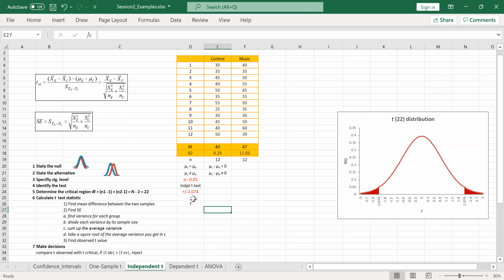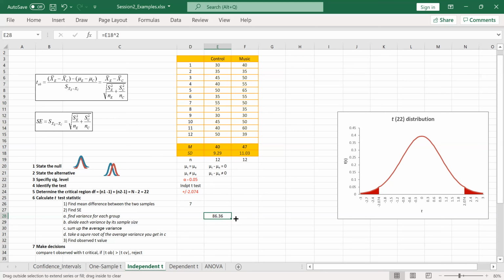And next, we're going to calculate the standard error. To calculate the standard error, we're going to use the variance for each group. And the variance is basically just the standard deviation squared. And then we're going to divide the variance by the sample size to get the average variance. Then we pool them together and take the square root. So first we're going to find the variance for each group. That's the standard deviation squared.